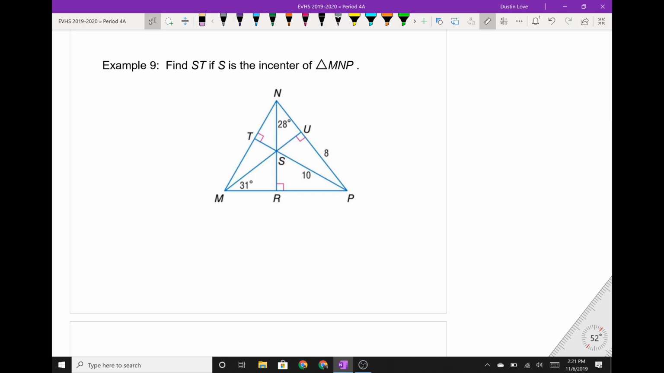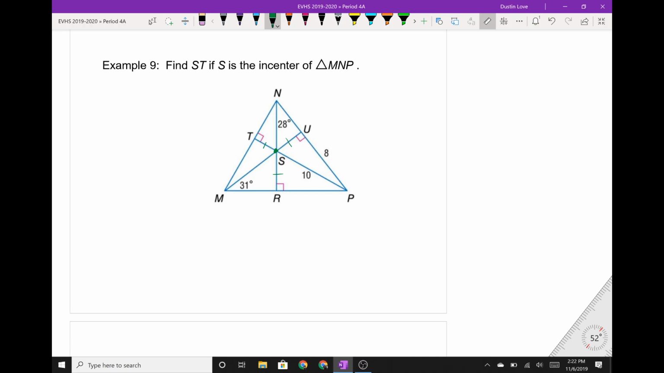Find ST if S is the incenter. Now, it tells me that S is the incenter, which means that, and realize, guys, this isn't exactly drawn to scale, that TS is congruent to SU is congruent to SR. So if I can find the measure of any one of those, then I know the measure of all three.